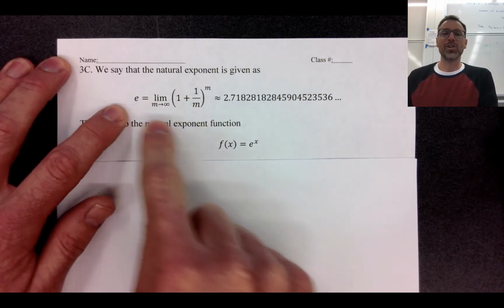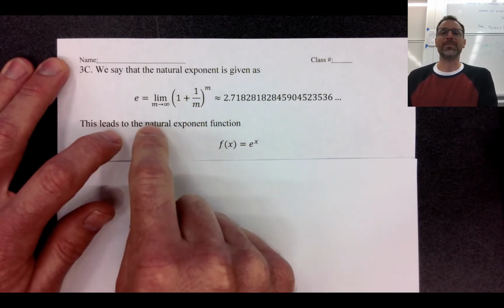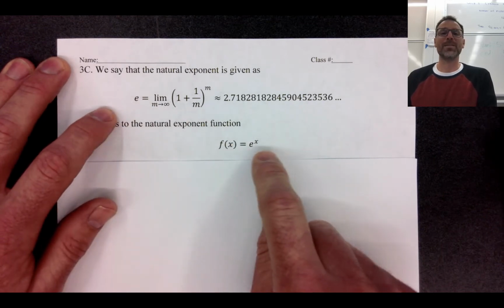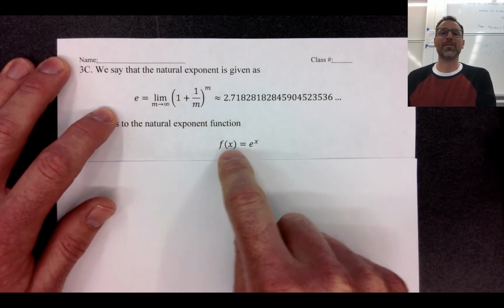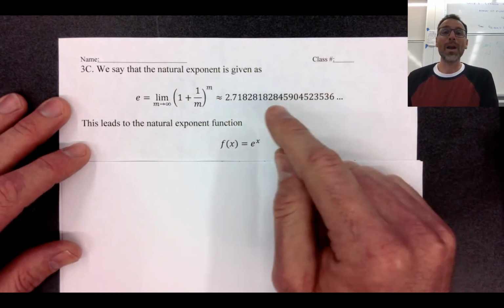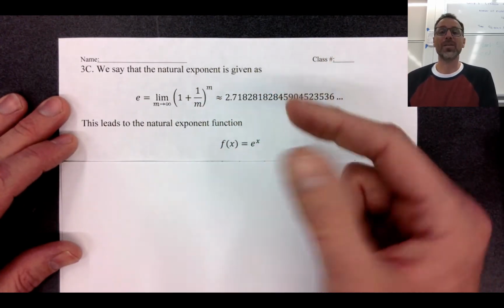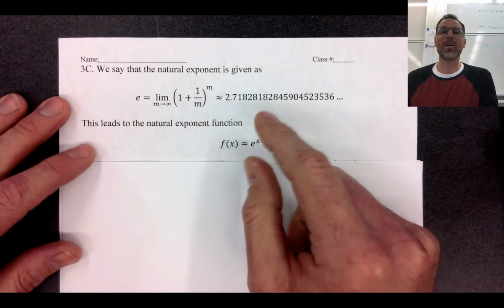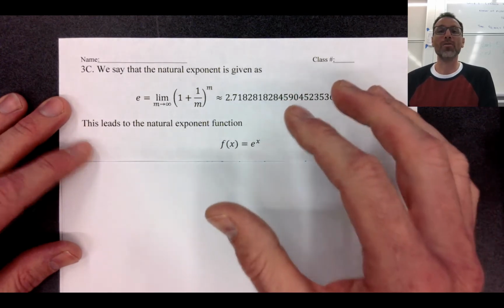This constant shows up as the natural exponent function f of x equals e to the x. In this lesson, we're going to actually see one derivation of this, one location where this shows up in thinking about compound interest. So we're going to walk through that process.